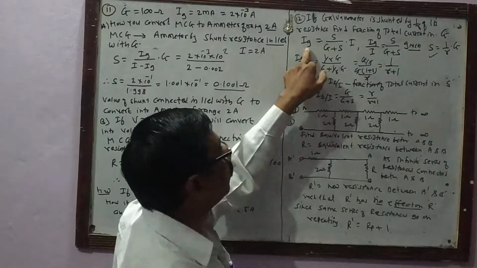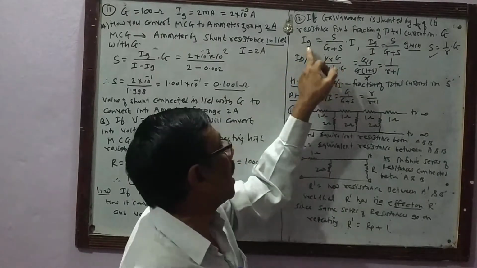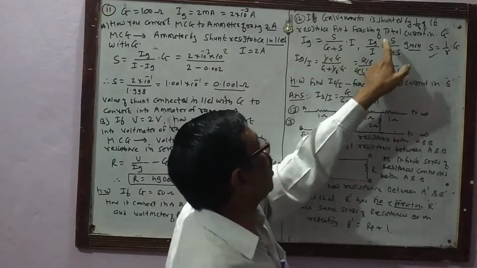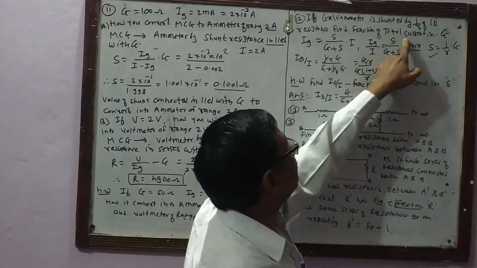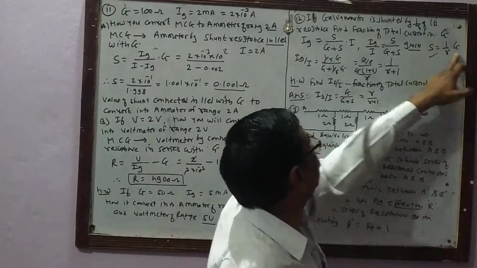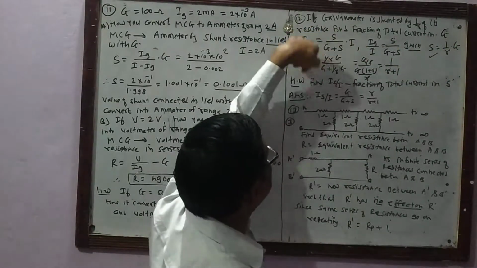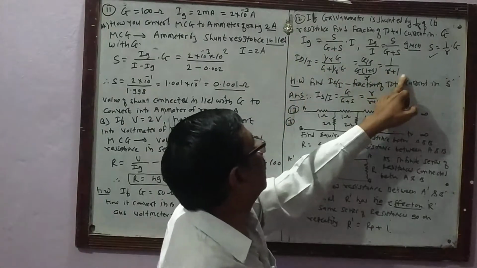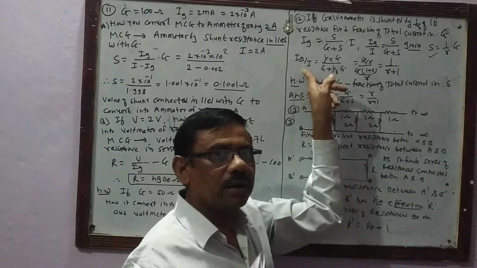Ig upon I. We know the formula: the current flowing through the galvanometer is Ig is equal to S upon G plus S into I, and hence we have Ig upon I is S upon G plus S. Putting the value S is equal to 1 upon R into G in this equation and simplifying, we get Ig upon I is equal to 1 upon R plus 1. This is the fraction of current flowing through the galvanometer.